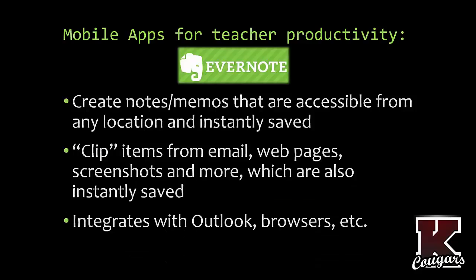Okay, and next, this is kind of a different category of app, but it shares some things with Evernote. Some people compare Evernote with Google Keep in some ways, but Evernote's quite different in my opinion. Evernote lets you create memos that are accessible from any location and clip things such as emails, web pages, and so on. And they are all instantly saved in Evernote in the cloud. This integrates with Outlook and with browsers and with lots of things. What this does is it allows you to have a central repository for everything that is of interest or need for you. And you can create categories, home and work and hobbies and whatever it may be.